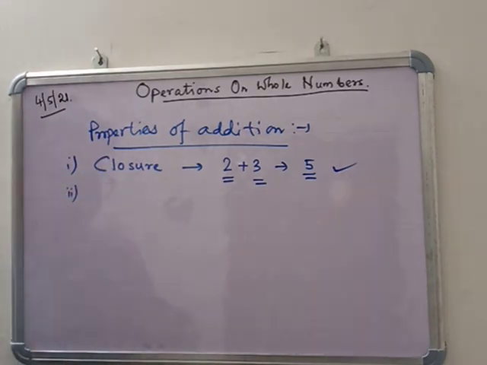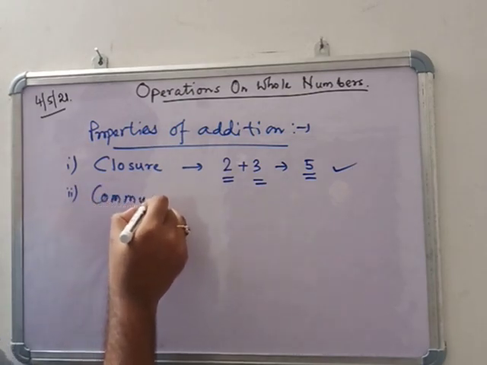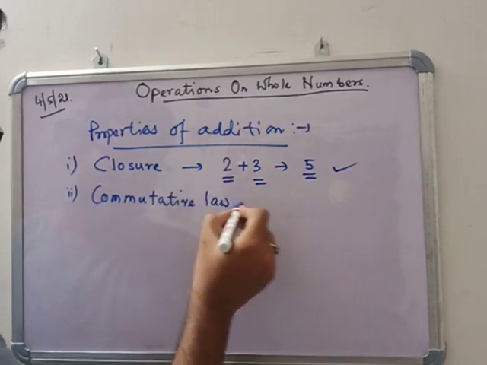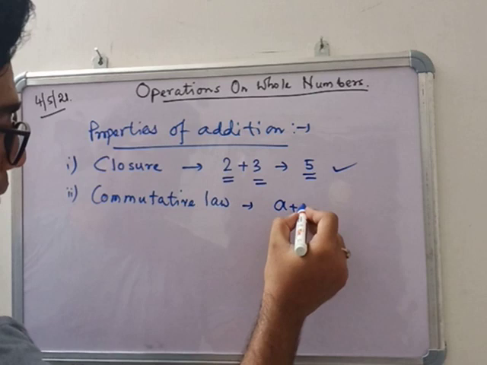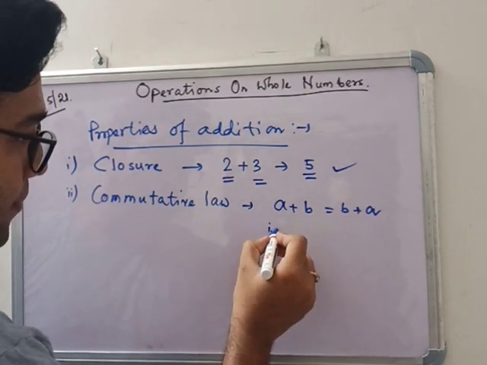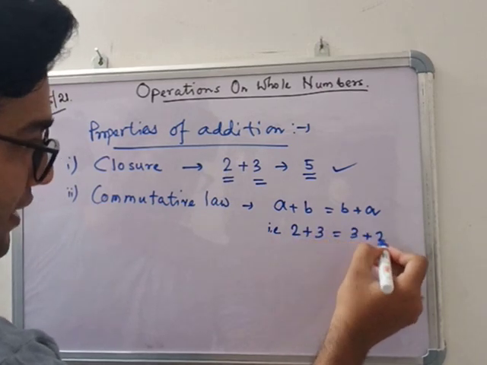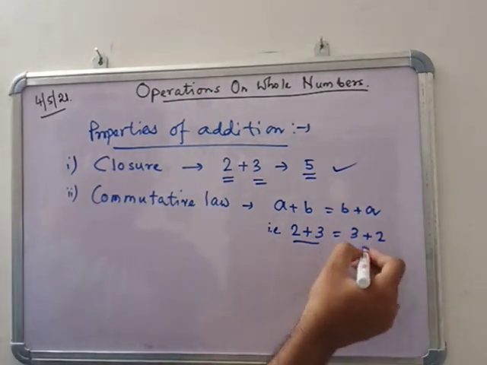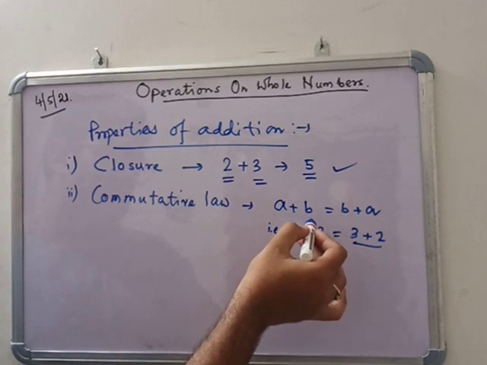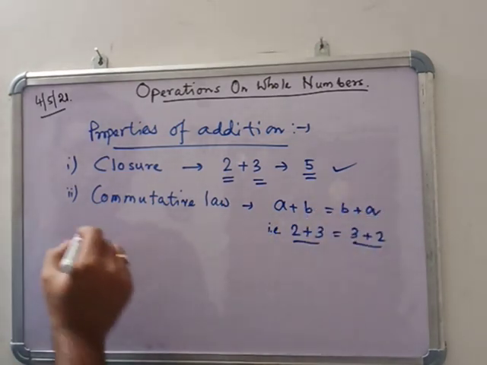In number 2, see the commutative law. That means A plus B equals B plus A. We can say that 2 plus 3 equals 3 plus 2. These are the same. 2 plus 3 is 5, and 3 plus 2 is 5. So if A plus B, then we can say B plus A. These are the same.